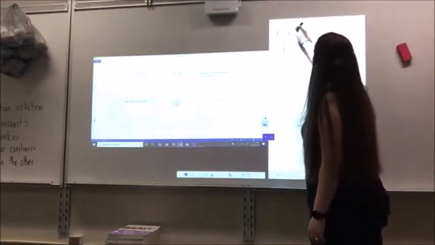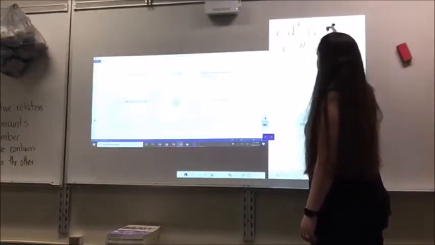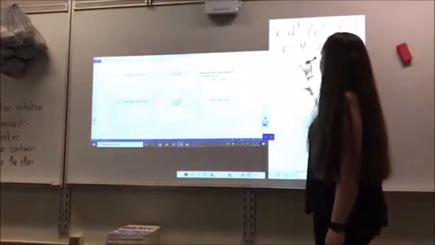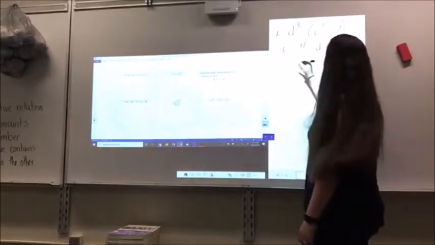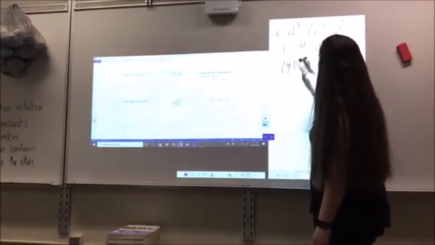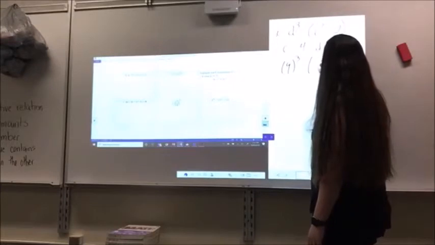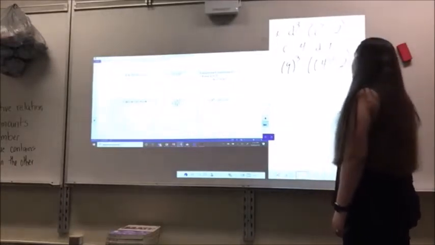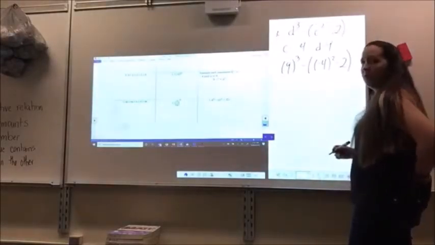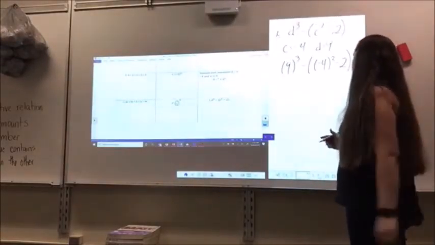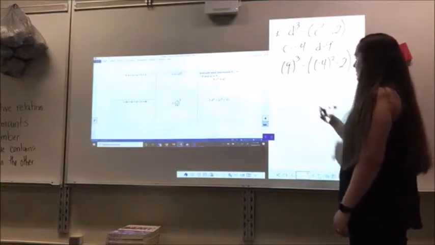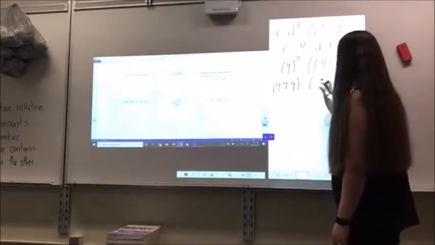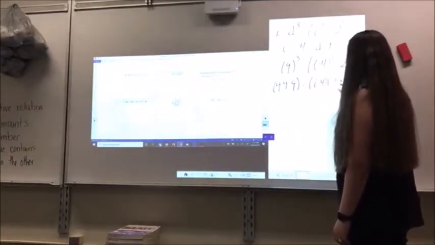I is D cubed minus C squared minus 2. So I'm going to go ahead and substitute in my numbers. So I get 9 cubed minus -4 squared minus 2. Okay, I'm going to go ahead and do my exponents first, because inside my parentheses I have exponents. So this is like saying 9 times 9 times 9 minus -4 times -4 minus 2.